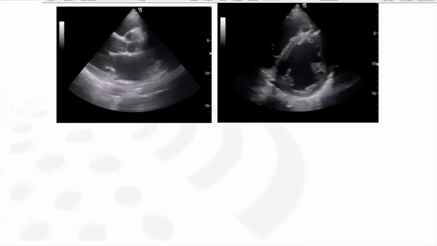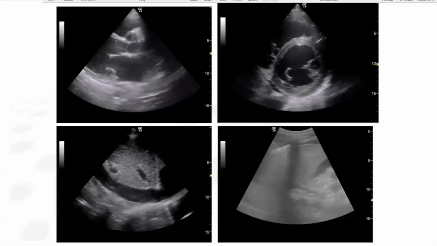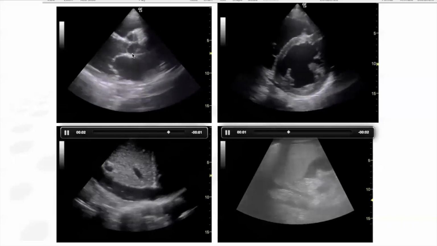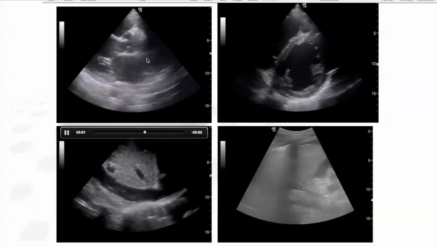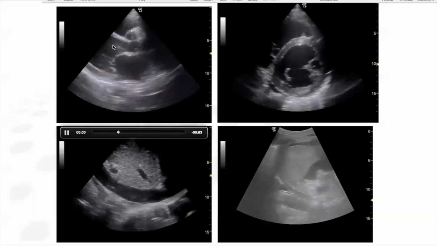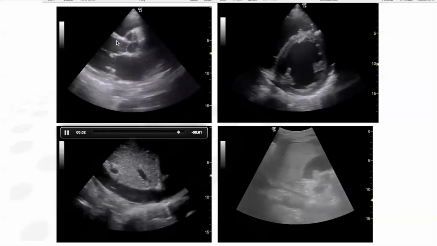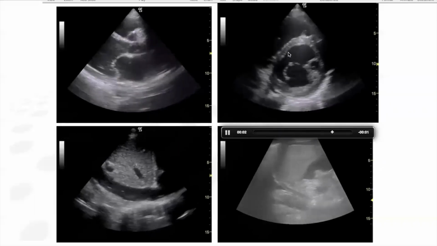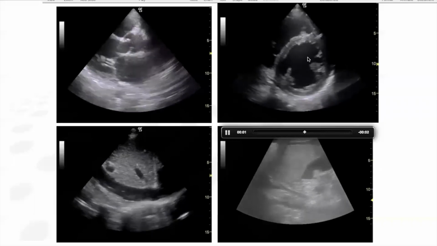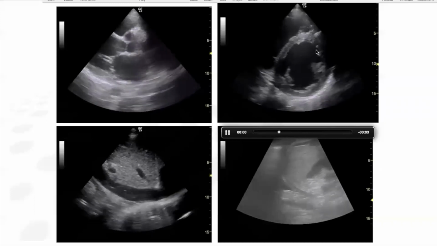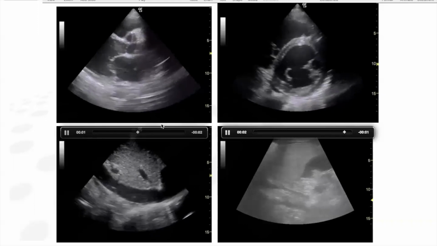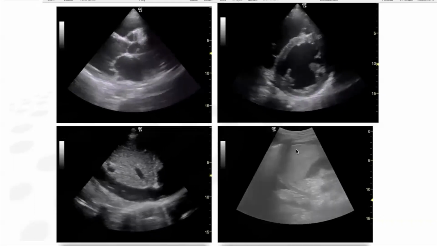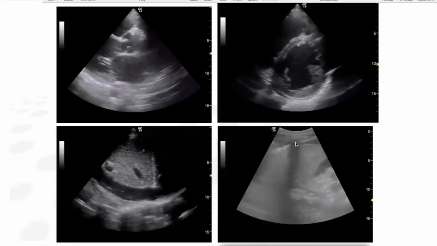Again, on the same sort of presentation, you can see this is the parasternal long axis view, with very poor contractility of the heart. The LV is barely contracting. This is the parasternal short axis view. Again, very poor contractility, and you can see some wall hypokinesia. The IVC is distended, and there's presence of free fluid in Morrison's pouch as well.